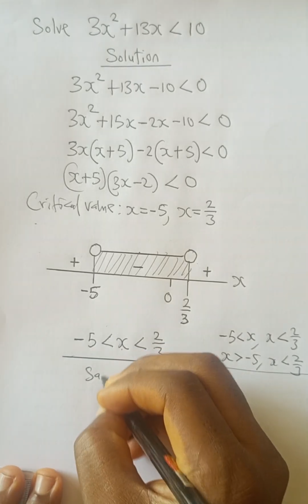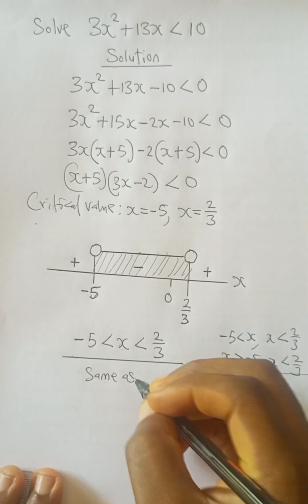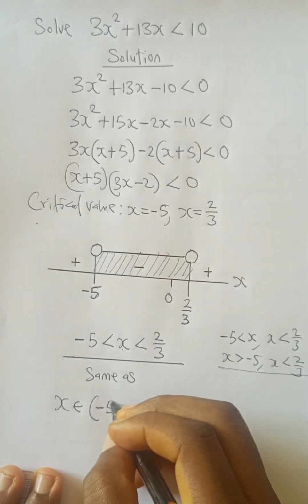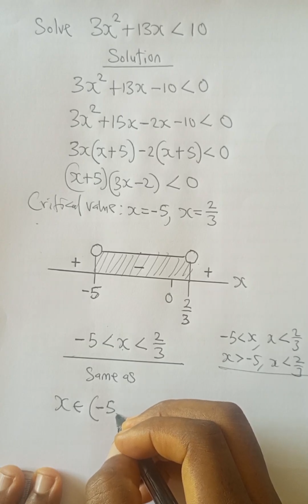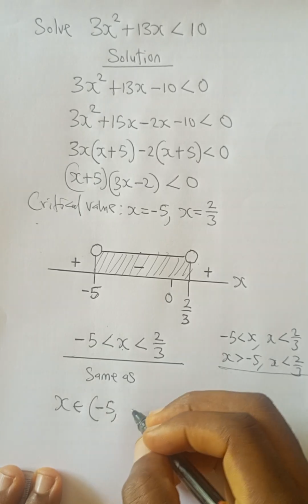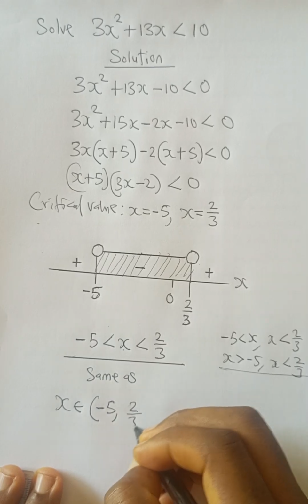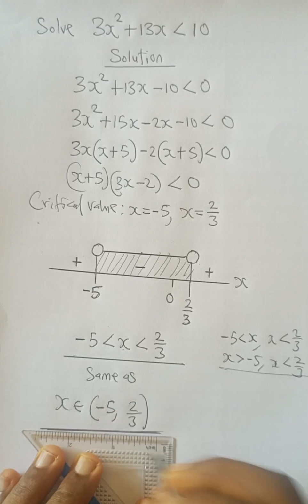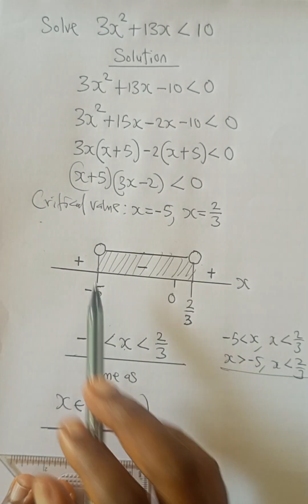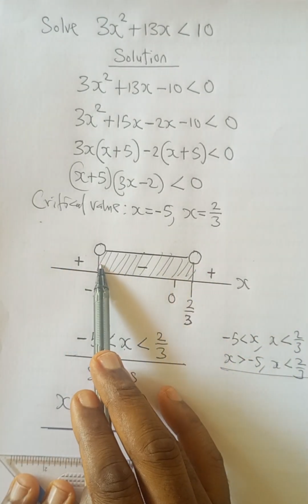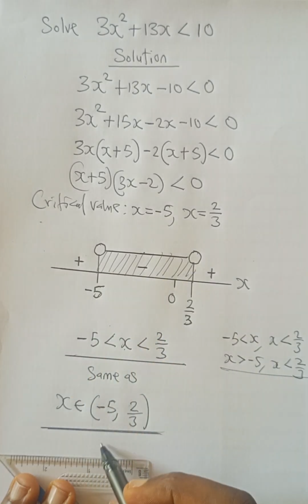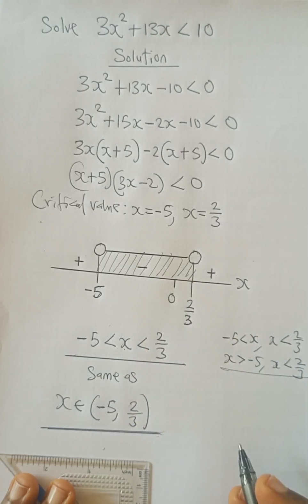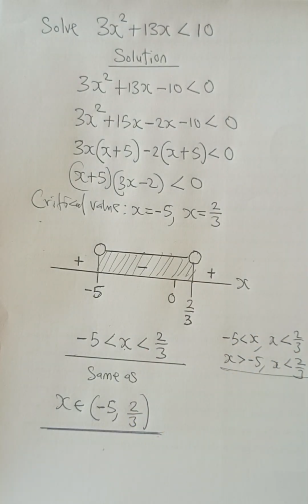Now, I told you that you can still present it as x is a member of minus 5 after minus 5 to before 2/3. You just stop here. You have no business with infinity now, because no one is going to infinity. The range is from here to here. So that is why you are not saying positive infinity and negative infinity. It's from after minus 5 to before 2/3. So that is it, and that is how to represent it.